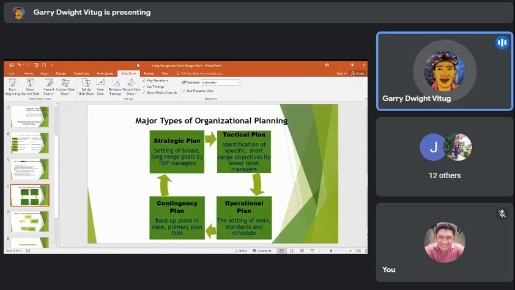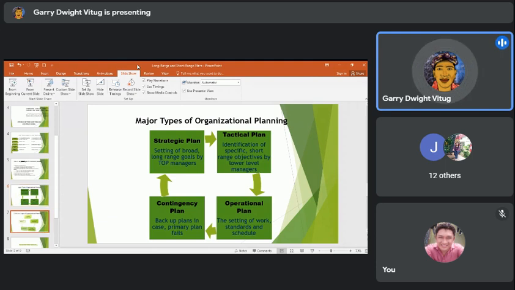A contingency plan waits in the wings in case of a crisis or unforeseen event. So these are the scenarios where we should always have a plan B, just in case there is a bad scenario or crisis in an organization or company.